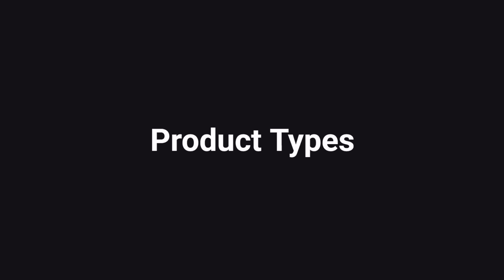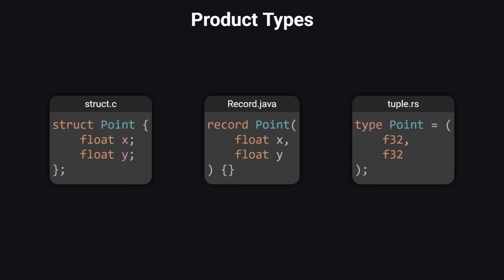Product types are first, because they're what you're most familiar with. You probably know them under different names though, like structs, classes, records, and tuples. A product type is any type that has several fields that all exist separately. So where does the name product come from?